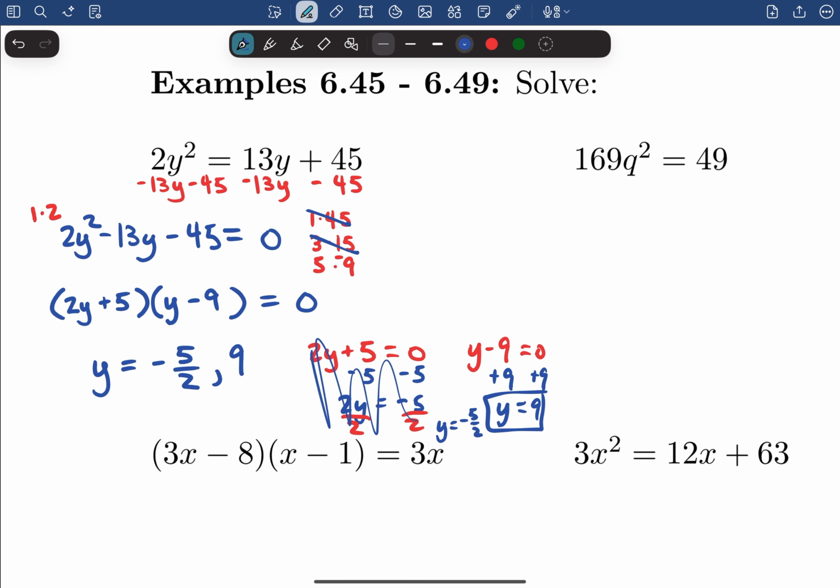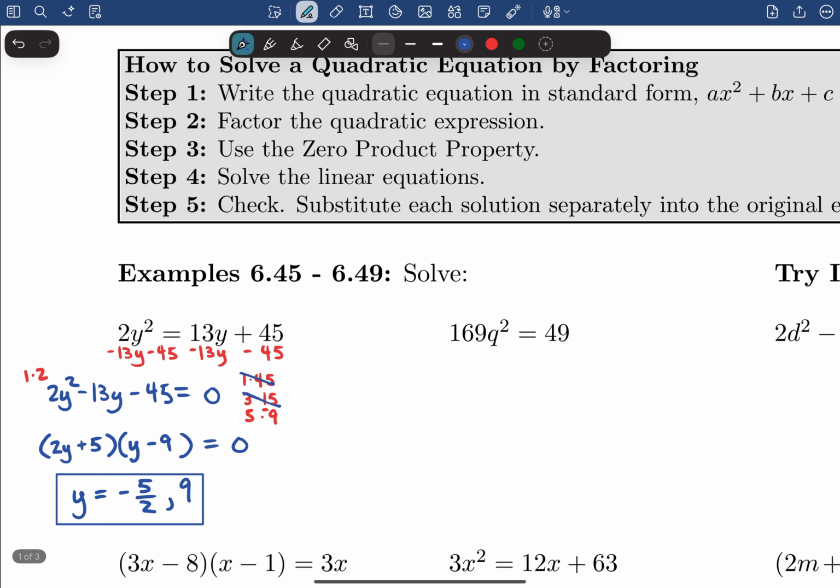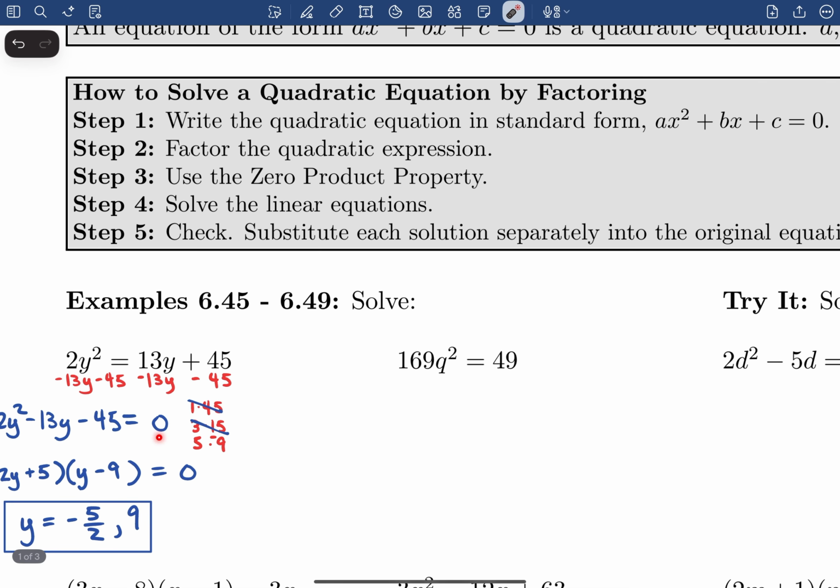Anyways, this was my scratch work. I'm going to get rid of that scratch work and just say, hey, these are my solutions. There we go. Great. So I've just followed this step process, right? I wrote the quadratic equation in standard form. Here it is. It's now in standard form. And it's been set equal to 0.